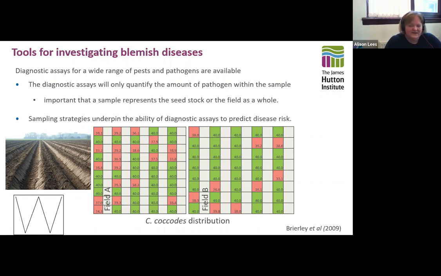In the two grids here, you can see the distribution of soil-borne inoculum of Colletotrichum coccodes in two different fields, field A and field B, that we tested using the diagnostic assay, and how it differs and the chance of missing inoculum, for example here, if too few subsamples are taken, as it's patchily distributed.